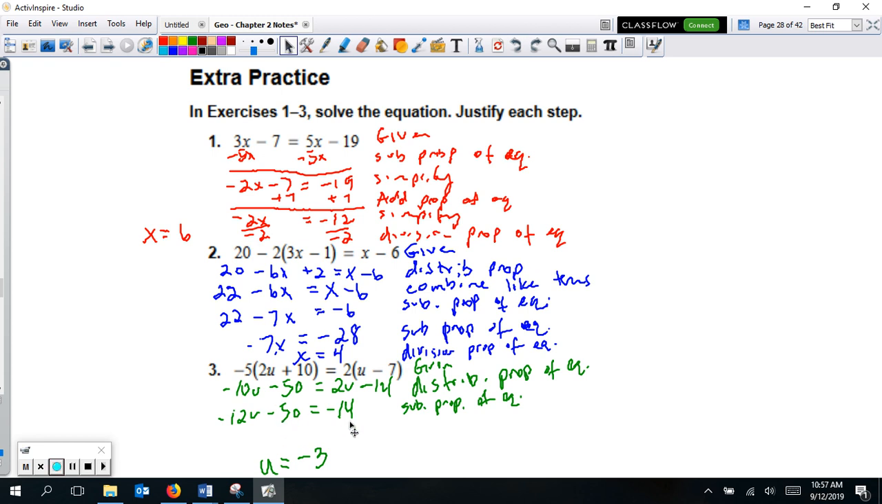And now I want to move that 50 over here. So I got to add 50 to both sides. So when I add 50, I'm going to get negative 12u is equal to positive 36. So I'm moving 50 this way. So basically 50 minus 14 would give me the 36. That's the addition property of equality when I added 50 to both sides. Then to get to my answer here, where u is equal to negative 3, that's how I'm trying to prove that, I would be dividing by the negative 12, which is the division property of equality there at the end.